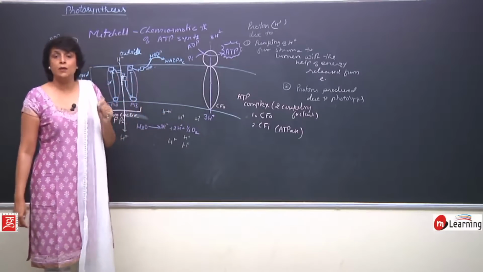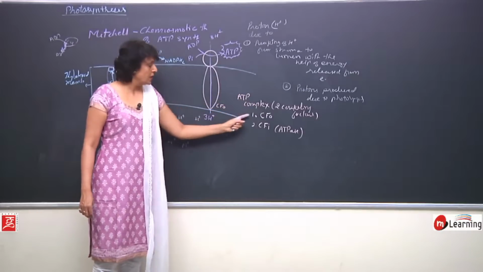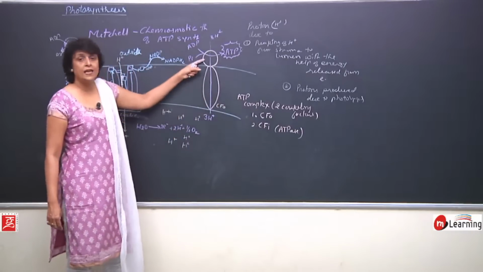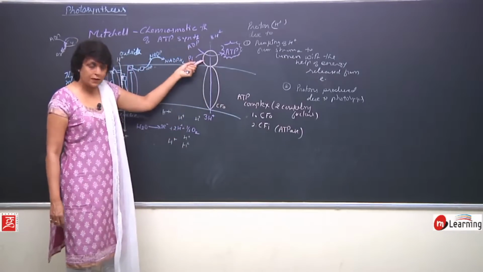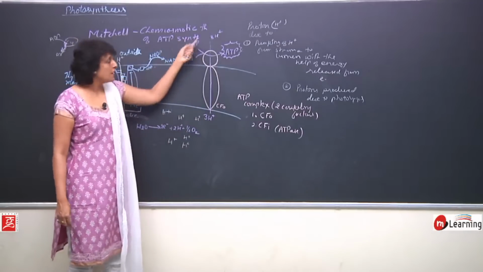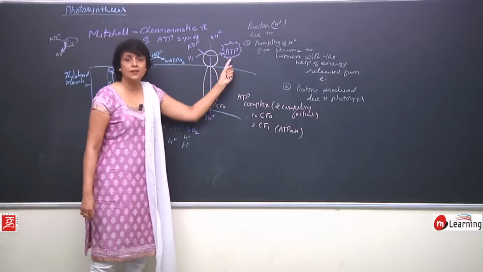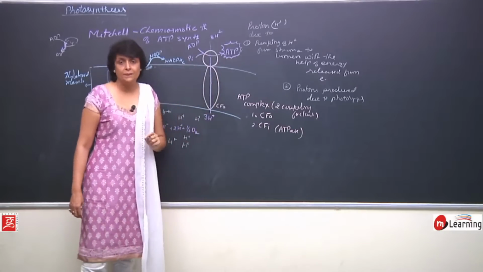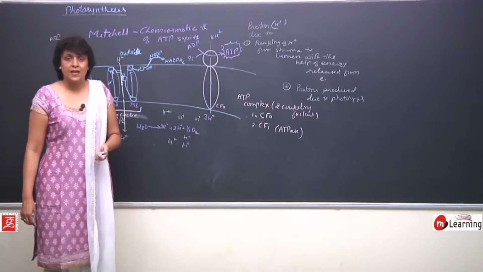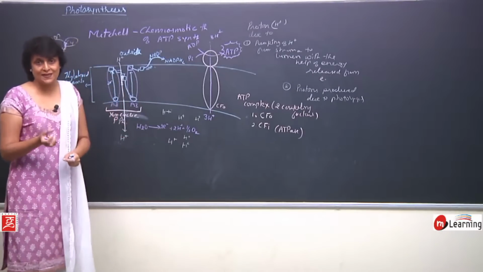This complex is nothing but made up of 2 proteins which are known as coupling factors, CF0, which is embedded in the membrane, and CF1, which is peripheral. So, when 3 protons go back to the stroma, the amount of energy released is utilized to synthesize 1 ATP. This process is known as chemiosmosis. So, the chemiosmotic theory tells us how ATP is actually synthesized.